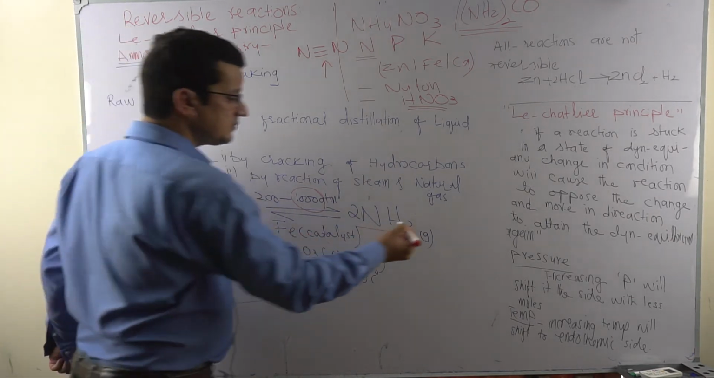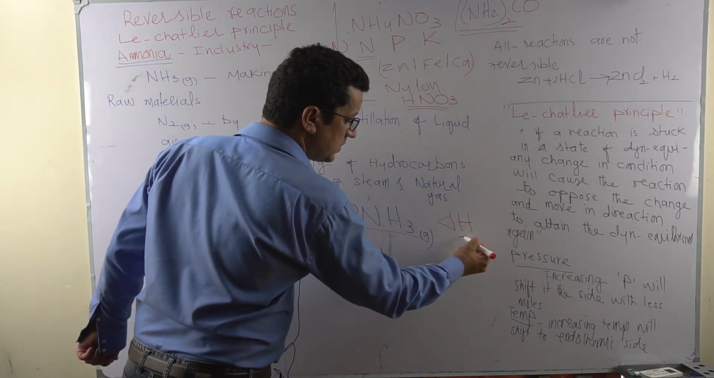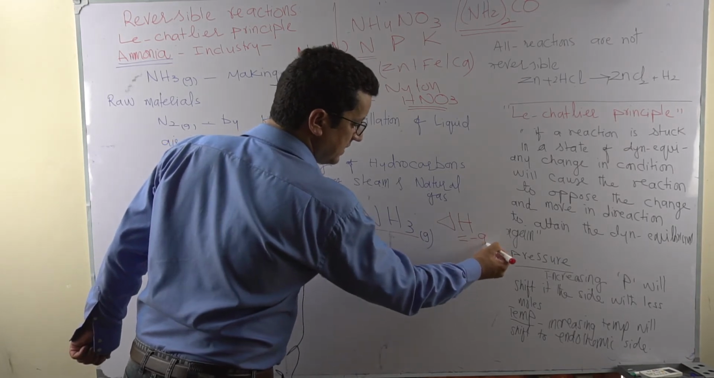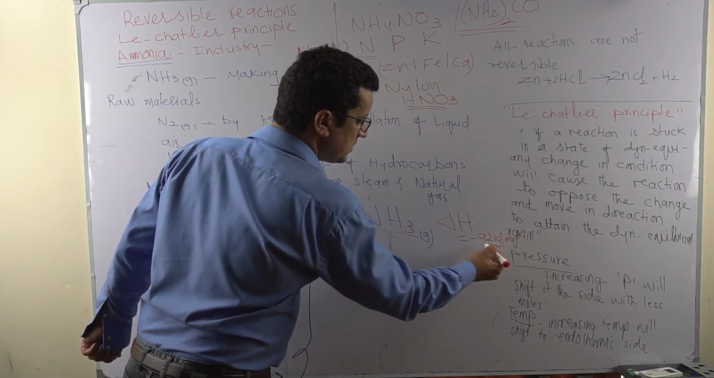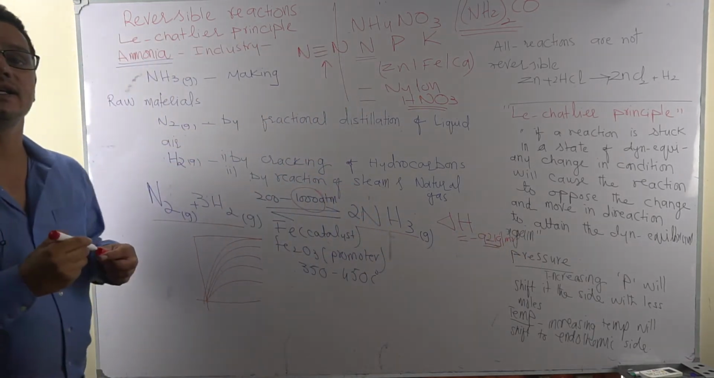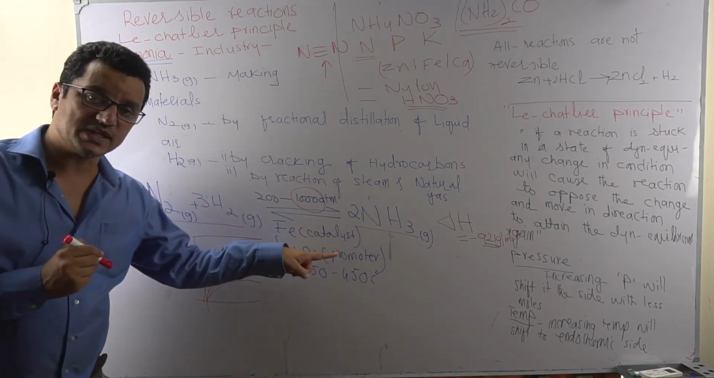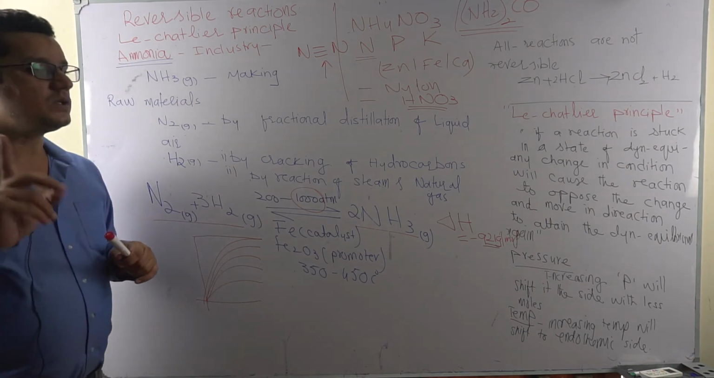Then what temperature is needed? Remember, when we want to discuss the effect of temperature, you need to look at the delta H value, and delta H in this case is negative. It is -92 kilojoules per mole. Even if this value is not mentioned, a negative delta H means the forward direction is exothermic. When the forward direction is exothermic, it means the backward is what? Endothermic. So we need to be careful again.